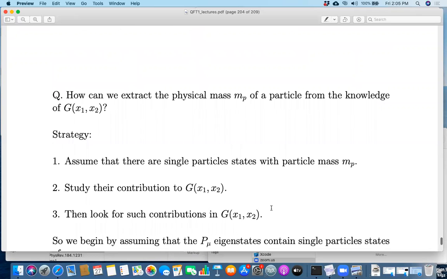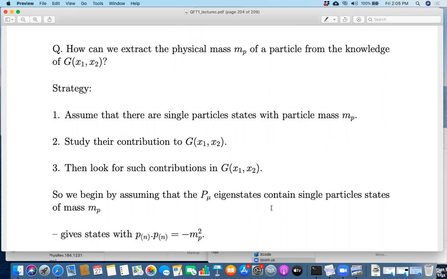But now we ask the question: what would happen if there are single particle states of mass MP? What will be their contribution to G(x1, x2)? This is what we'll try to calculate. Once you understand how single particle states contribute to G(x1, x2), we'll look at our expression for G(x1, x2) that we have found using perturbation theory and see how to extract MP from there, because you will know which part of that G(x1, x2) is coming from single particle states. So that's the general philosophy that we are going to follow.